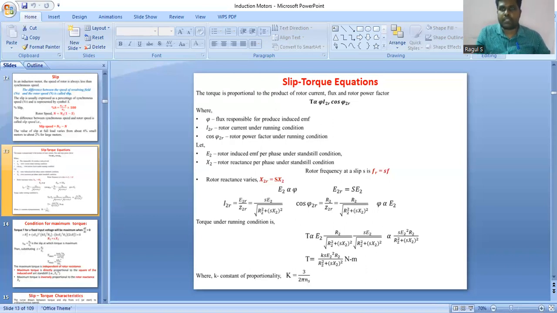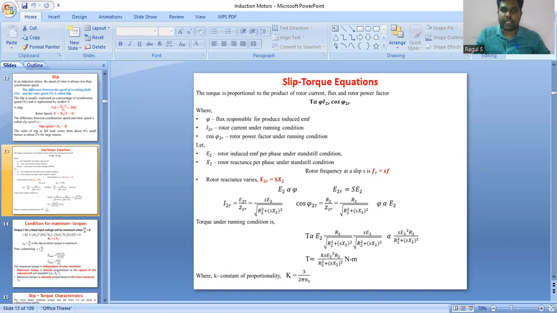In the above equation, T is equal to K into S into E2 squared into R2, divided by R2 squared plus SX2 squared. In this equation, the slip value is very minimum compared to the reactance, so the reactance value is very high. So SX2 is negligible, and we consider only R2 squared. In this condition, torque is directly proportional to slip.